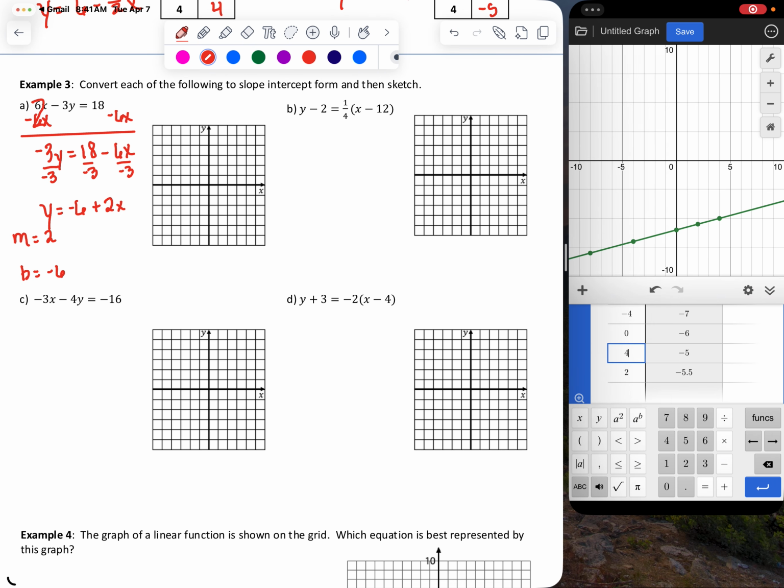Now, when you're creating a graph, here's something that may help you remember how to create the graph. The b is where you begin. So I'm going to put a dot at negative 6. Okay. The m is how you move your pencil to get another dot. M, move. B, begin. M, move. Now, to make it easier, if you have a whole number, you want to write it as a fraction so you know how much to move up and over. So because this is positive 2, I'll move up 2 and to the right 1. Now, I'll only need 2 points to create a line.